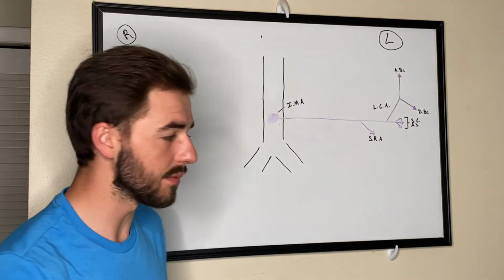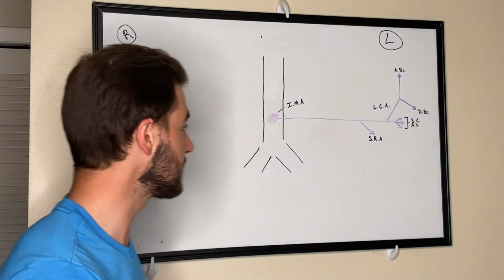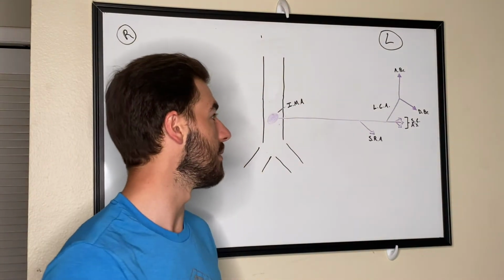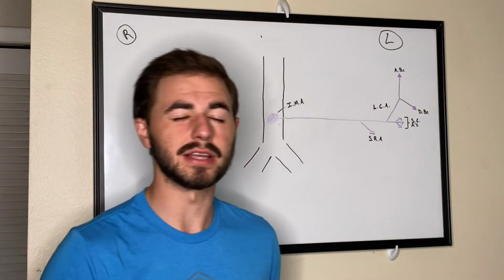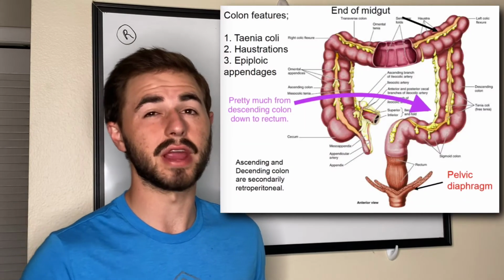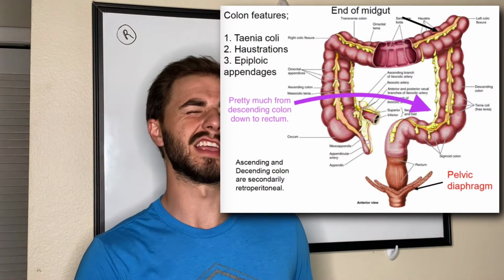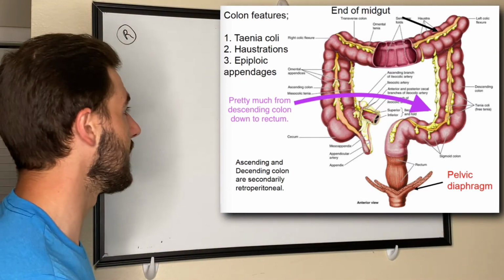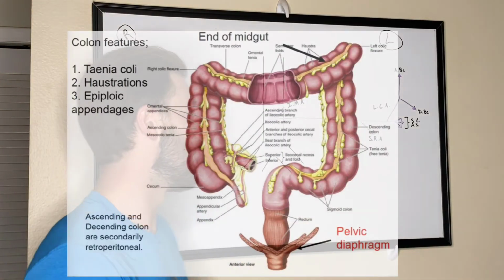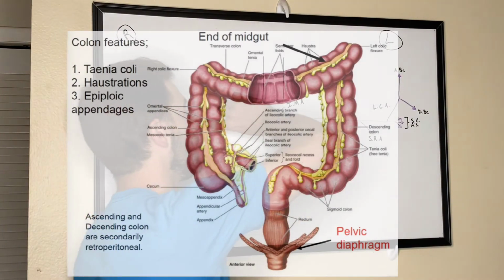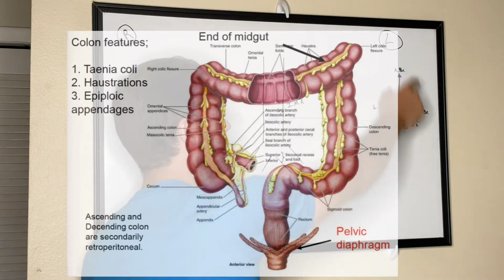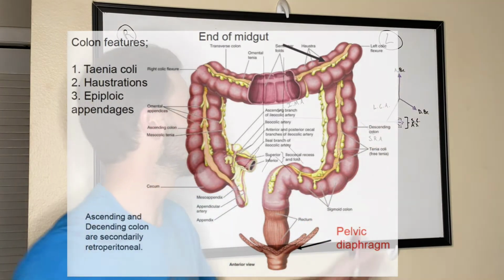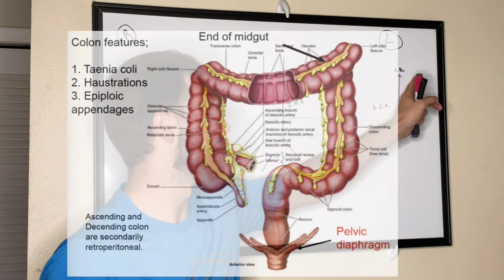So this one is going to be a little bit easier to understand. It's got fewer branches, and pretty much how I memorized the IMA first was that it was the only branch that supplies pretty much everything on the lower left side of the abdomen. So what do I mean by that? If you go ahead and look over here, look at how the colon has the ascending, transverse, and descending parts. Well, it also has a branch that supplies that.